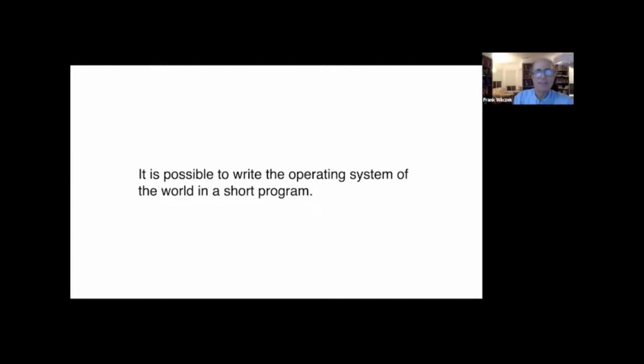The operating system would be very much slower than the physical world, but in principle, the operating system of the world can be written as a short computer program that contains all the laws, and the only question is solving them. It would be a much shorter program, for instance, than the program that is the operating system of any modern personal computer, and much, much shorter than the program that operates Word, for instance.